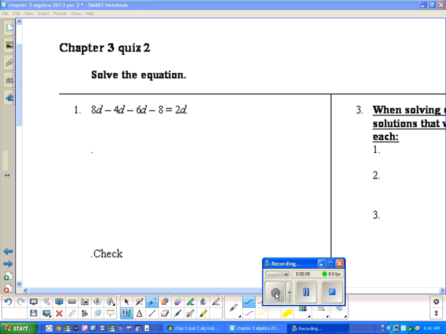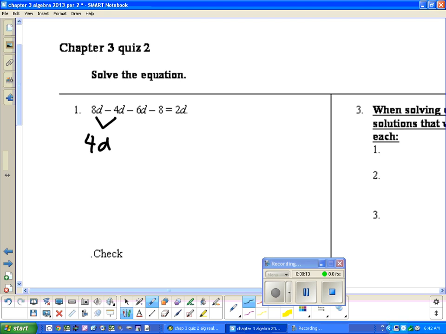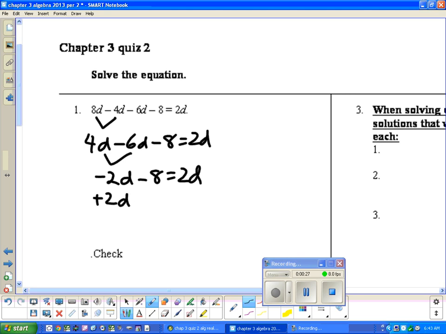So number 1, I'm going to combine these two terms here, and I'm going to get 4D, and I'm going to bring the rest of the terms down. I'm now going to combine these two and get negative 2D. Next, going to add 2D to both sides. And you get negative 8 equals 4D. And divide by 4. You get D equals negative 2.